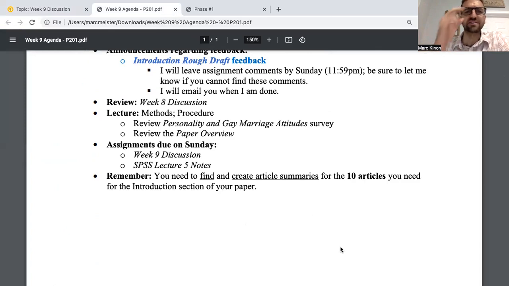Before we go, I wanted to remind you that you need to find and create article summaries for 10 articles. This is for part 2 of your introduction section, the literature review. So make sure you're keeping up with that as well.